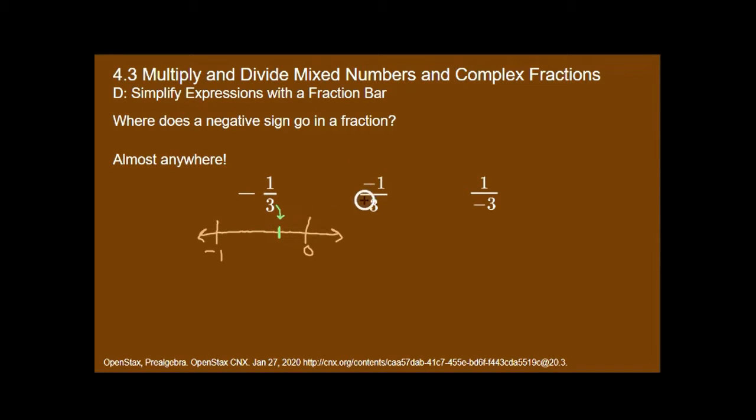Over here we have 1/3, but the negative sign is attached to the 1 in the numerator. Same exact thing. We could put an equal sign here. This is equivalent to this, and that is the same thing on the number line. And then over here, the negative sign has moved down into the denominator. Same thing. These are all three ways to show the same value, negative 1/3.